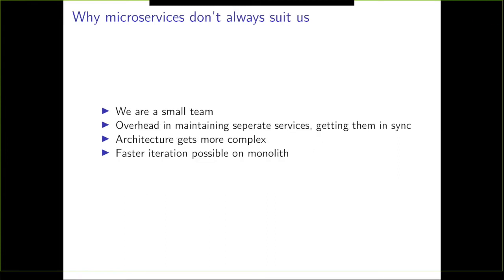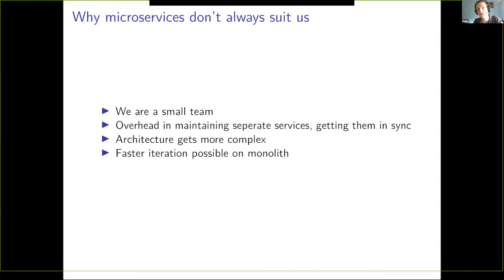But it doesn't always suit people, and especially not us, I think, since we are a small team. So dividing up all the work into separate services doesn't make a lot of sense for me. And there's also overhead in maintaining all those separate services, especially when they have to communicate with each other, getting them in sync. We already have a lot of work getting the TerminusDB server and the hub backend in sync. So imagine it's all split up into different services, and having to commit in a separate repo, then commit in the other, etc., and getting them all in sync. It just gets very complex. So the architecture gets more complex.